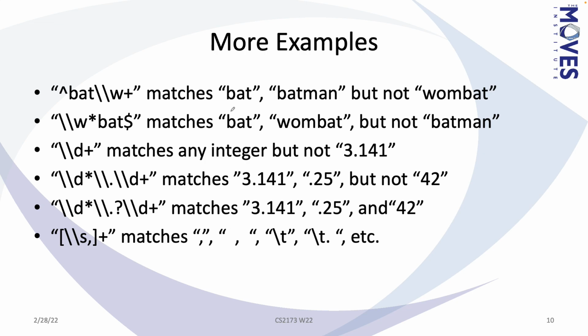Okay, so here are some more examples. Here this says start the match with "bat", and then have one or more. Actually, sorry, this should have been a star. That was my mistake. So that'll match "bat" and "Batman", but not "wombat". And if I have one or more words before "bat", that will match "bat", and it'll match "wombat", but it won't match "Batman", because it didn't end with "bat".